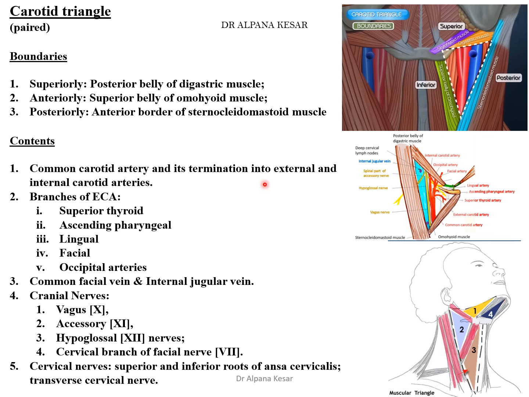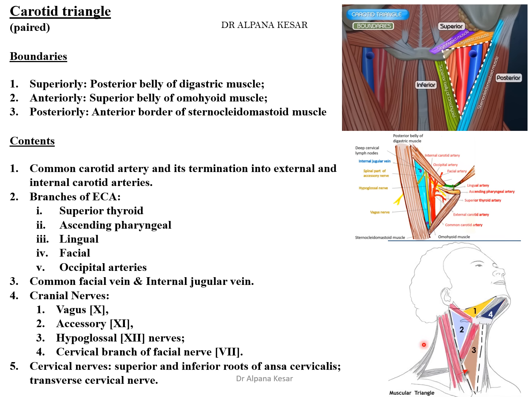Carotid triangle. This is the carotid triangle. Carotid triangle is a paired triangle with one present on each side. The boundaries of carotid triangle are: this is its superior boundary, this is its anterior and posterior boundary. The superior boundary is formed by the posterior belly of digastric. The anterior boundary is formed by the superior belly of omohyoid and the posterior boundary is formed by the anterior border of sternocleidomastoid.